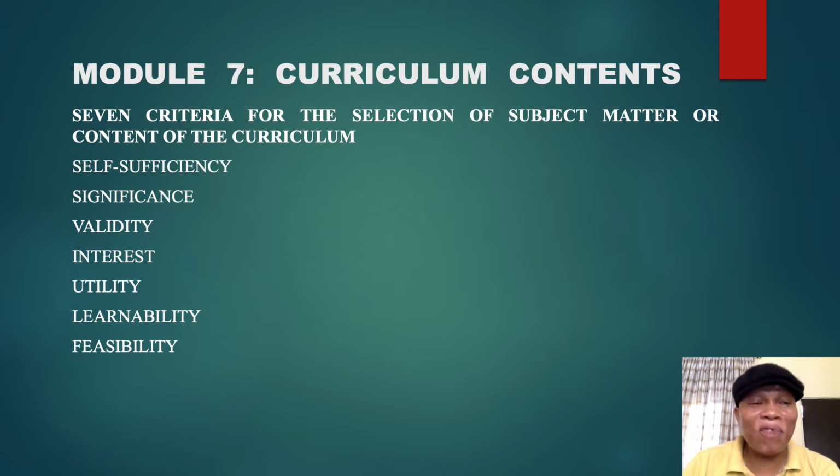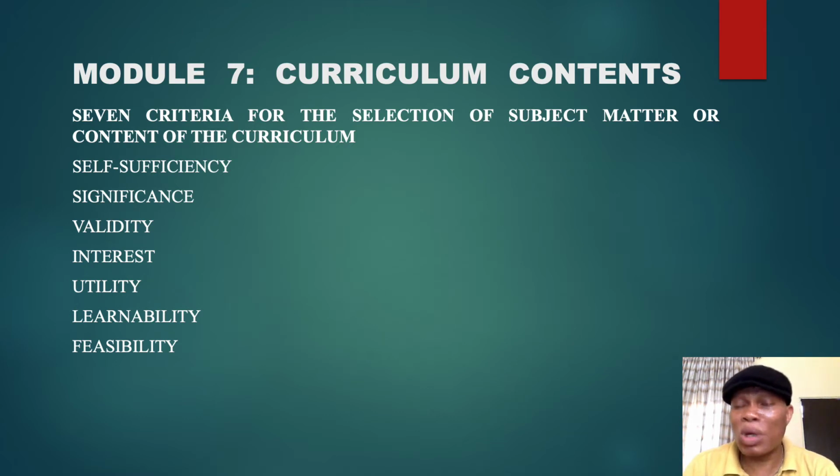The third one is validity. Validity refers to the authenticity of the subject matter or content you selected. When you say authenticity, how authentic are the subject matters you selected? Make sure that the topics are not obsolete. That is, the subject matter should be the trending subject, the recent development.